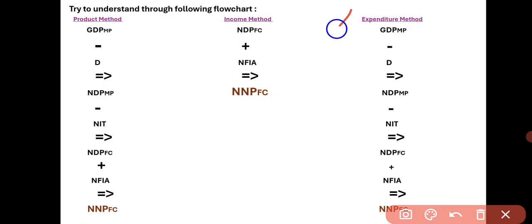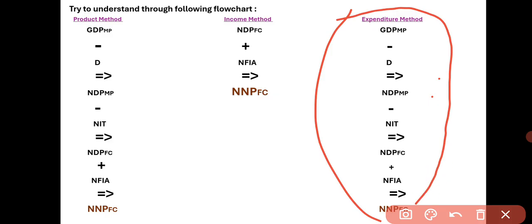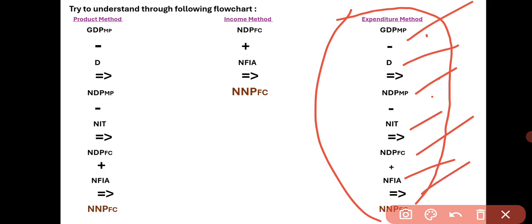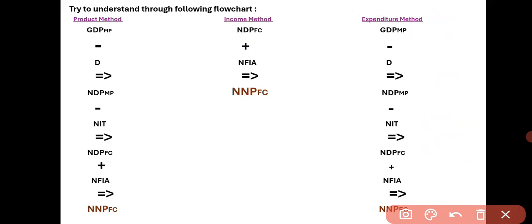Now, in the expenditure method, you see how to get national income. First, add all the expenditures, that is C plus I plus G plus X minus M, and get GDP MP. Deduct depreciation value, get NDP MP. Deduct NIT from NDP MP and get NDPFC. Add NFIA to NDPFC and get NNPFC. That is national income. So, these are the three methods to easily understand.